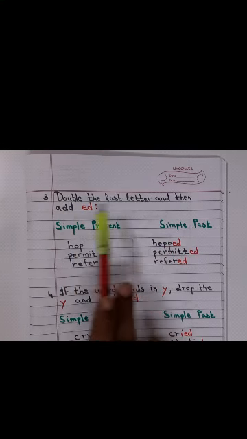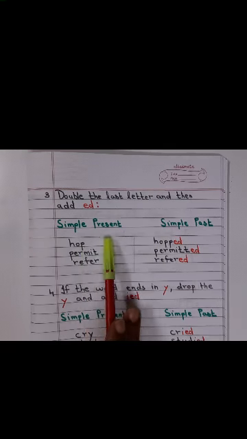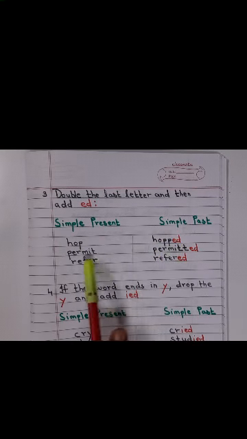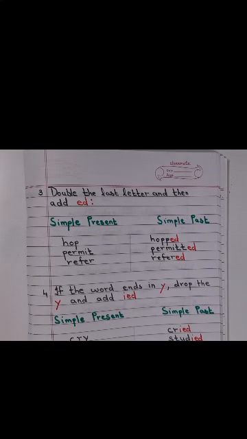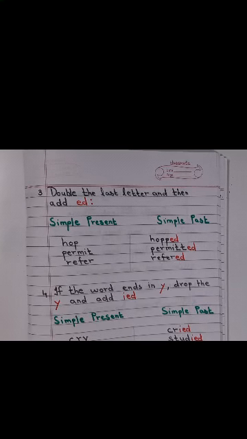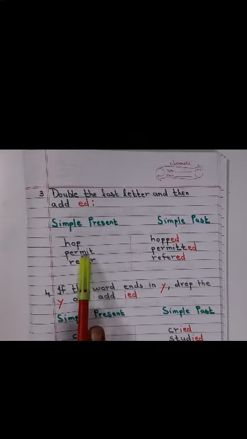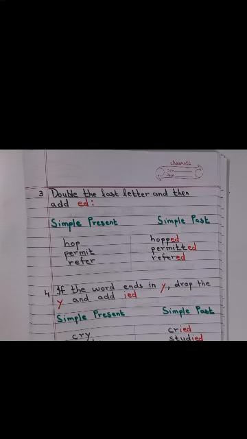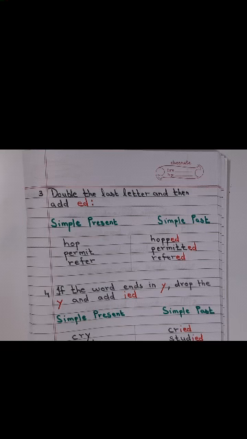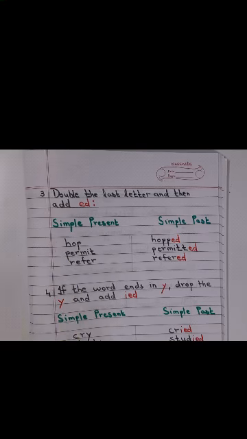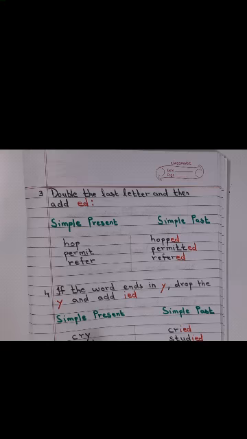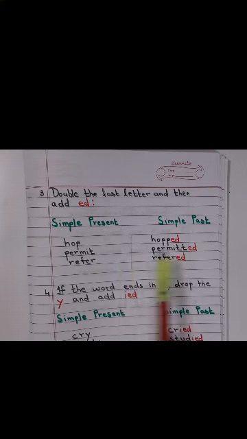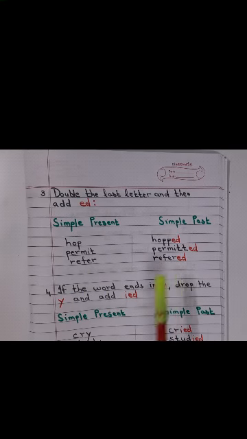Now, double the last letter and then add ed. Simple present, simple past. Hop, hopped, permit, permitted. Permit is, children, when you need a special permission. Like if you enter the staff room, you ask permission, right, to enter the staff room. Now, in this COVID time, we need a permit to travel from one state to another. So, that's permit, permitted, refer, referred.